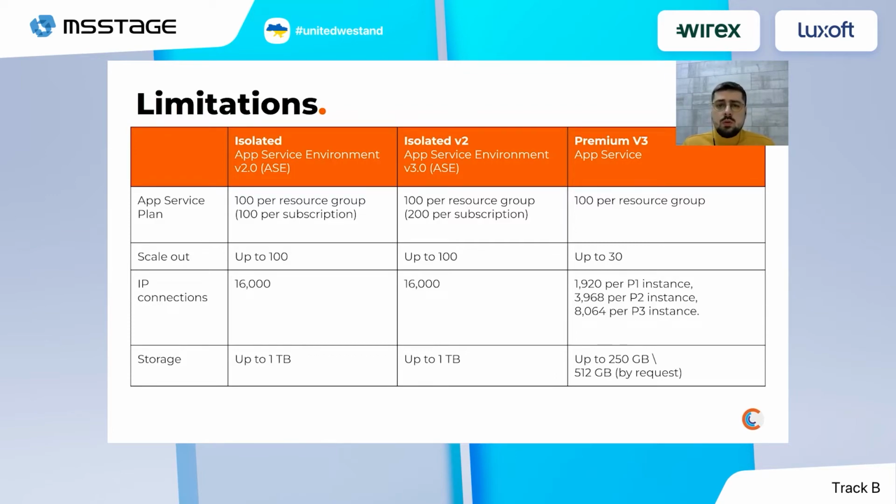Storage size also varies based on the plan type. ASE v2 and v3 can have up to 1 terabyte of storage, and Premium v3 only 250 gigabytes. But you can request and scale the storage up to 520 gigabytes or 12 gigabytes for Premium v3.